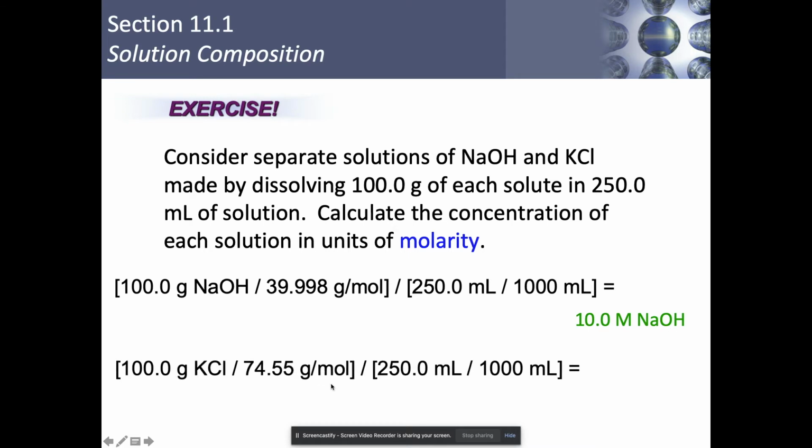Answer, it weighs more. So potassium chloride weighs more than sodium hydroxide does. Its molar mass is 74.55. So when I end up doing the math for that, I get a molarity that is less because it is heavier. So 100 grams of KCl is going to basically, let's just say, take up more space than sodium hydroxide would. You can squeeze more sodium hydroxide into 100 grams than you can potassium chloride.